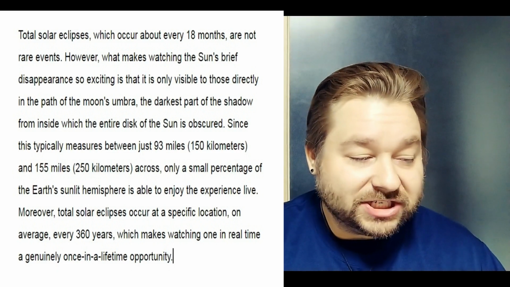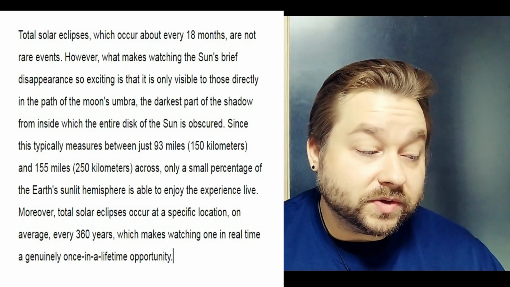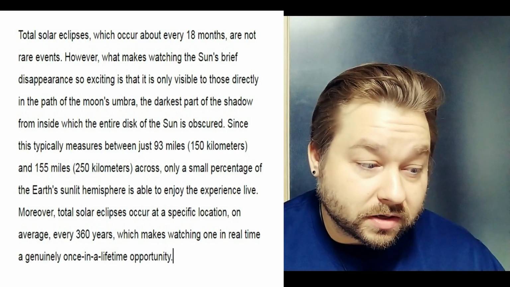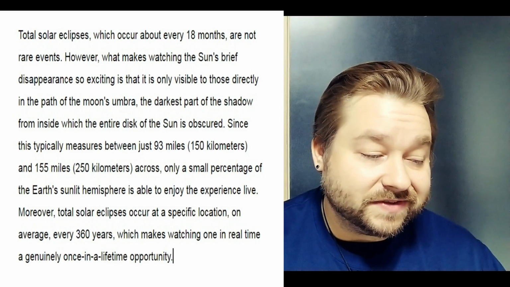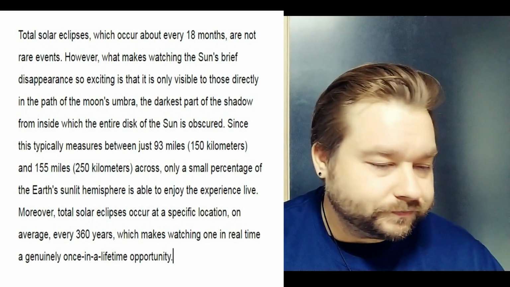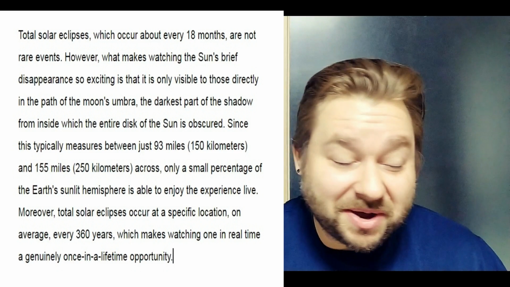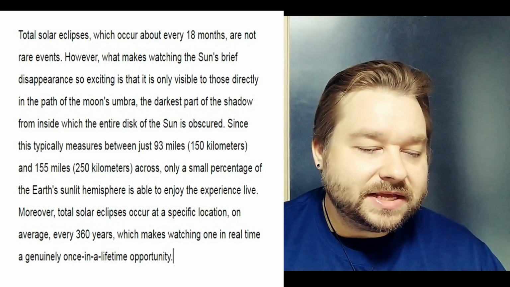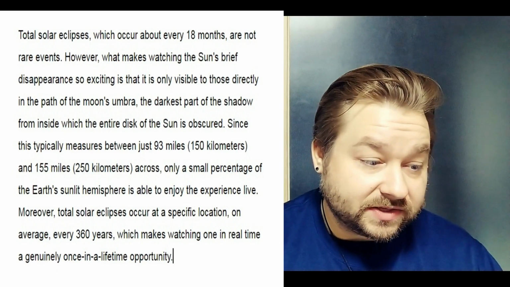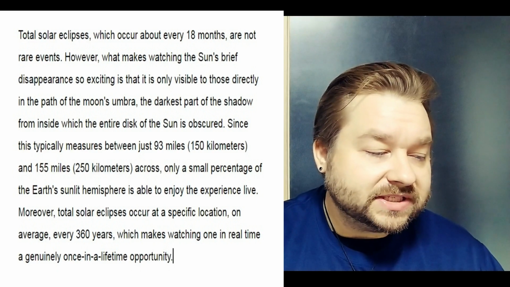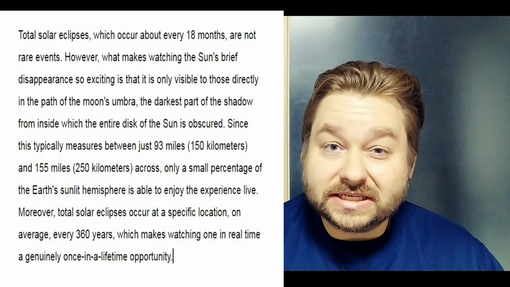However, what makes watching the sun's brief disappearance so exciting is that it is only visible to those directly in the path of the moon's umbra, the darkest part of the shadow from inside which the entire disk of the sun is obscured. Since this typically measures between just 93 miles and 155 miles across, only a small percentage of the Earth's sunlit hemisphere is able to enjoy the experience live.